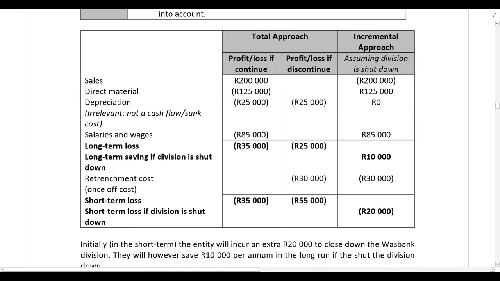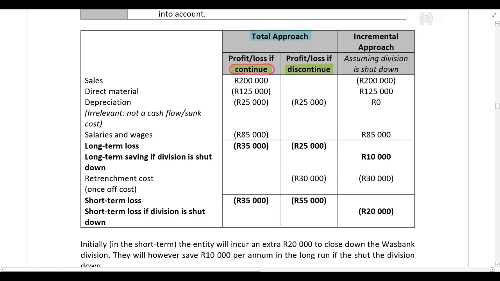Once again, you can see I have included both approaches. Please, let's just look at the total approach for now. And with the total approach, remember, we perform 2 calculations. We are going to work out what happens under each alternative. What happens if they continue and what happens if they discontinue. And then we compare the 2 calculations and we tell the company what they should do.